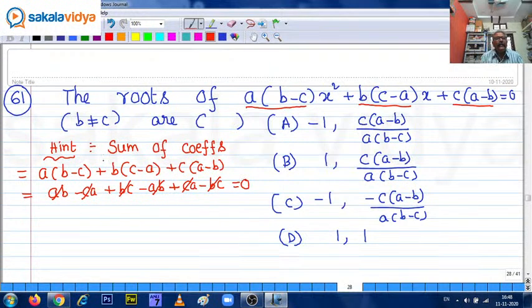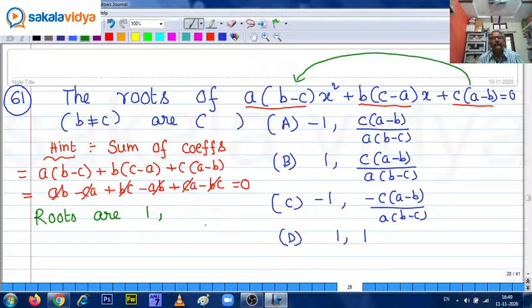So therefore we have the roots. Roots are 1 and the product of the zeros, that means C times (A minus B) upon A times (B minus C). So that's why B is the right option. B is the right option. Right.